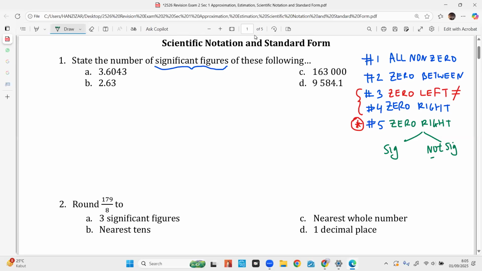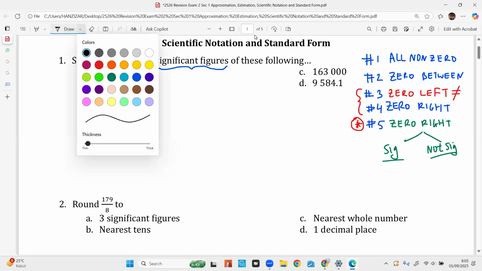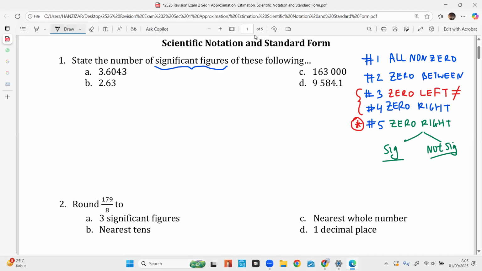Okay, now let's do number 1, A. I think everyone knows it already. According to the first rule, all non-zeros are significant, right? So you take 1, 2, 3, 4. And rule 2, all zeros between. So everything is significant. Okay, so 1, 2, 3, 4, 5 significant figures. Okay, now question B. If you have any question, you may ask me right away.